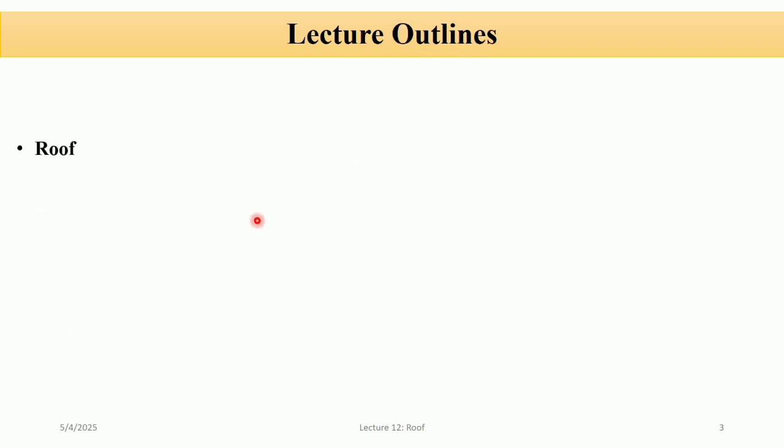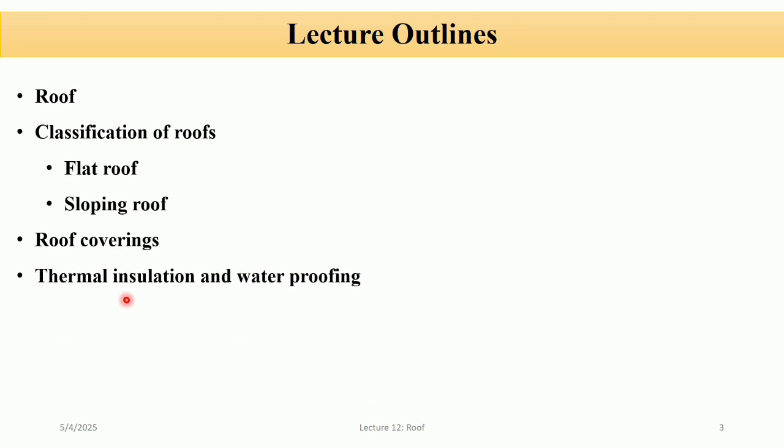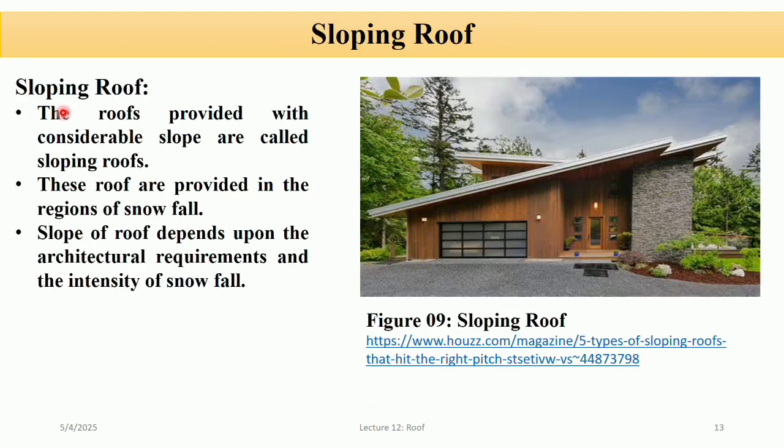In this part B of lecture number 12, we will discuss the sloping roof and its types, roof coverings, thermal insulation, and waterproofing. Sloping roof: the roofs provided with considerable slope are called sloping roofs. A sloping roof is a type of roof that is built at an angle rather than being flat.